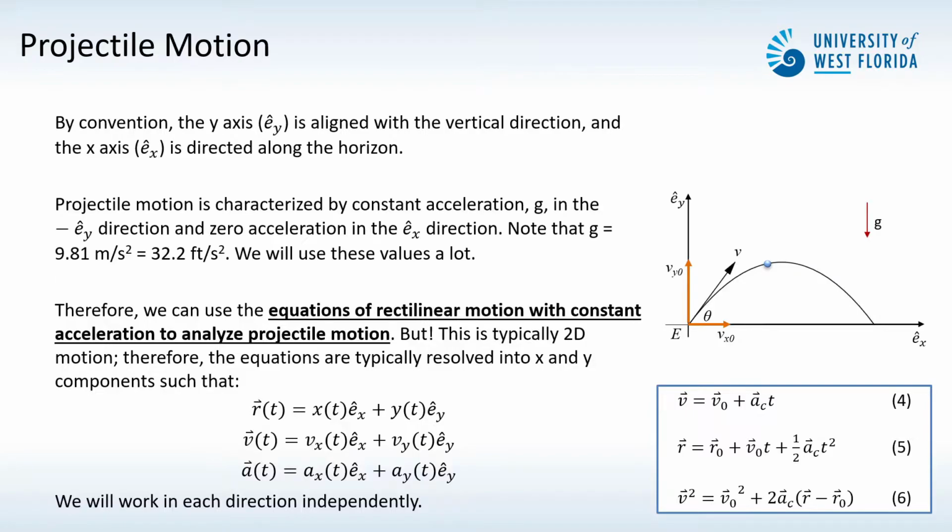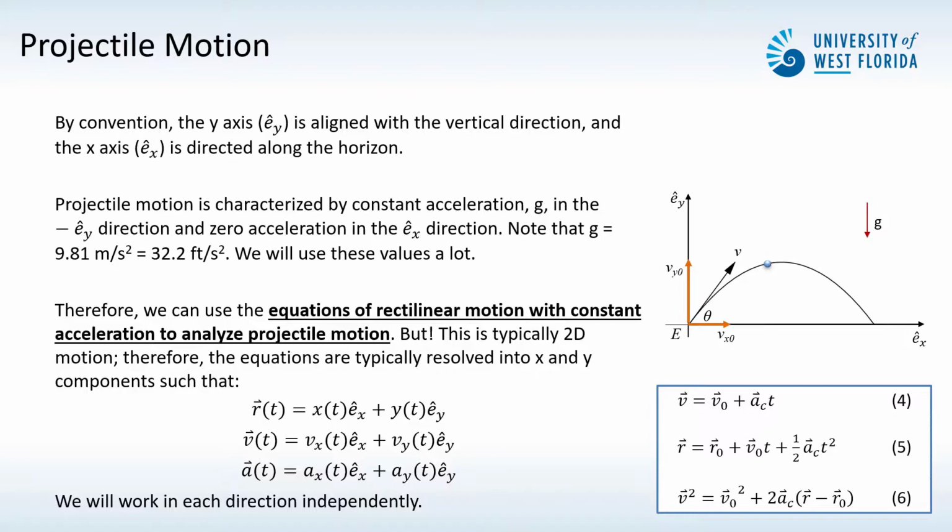By convention, the y-axis is aligned with the vertical direction and the x-axis is directed along the horizon. Projectile motion is characterized by constant acceleration g in the negative e_y direction and zero acceleration in the e_x direction. Note that g is 9.81 meters per second squared or 32.2 feet per second squared. We will use these values a lot.